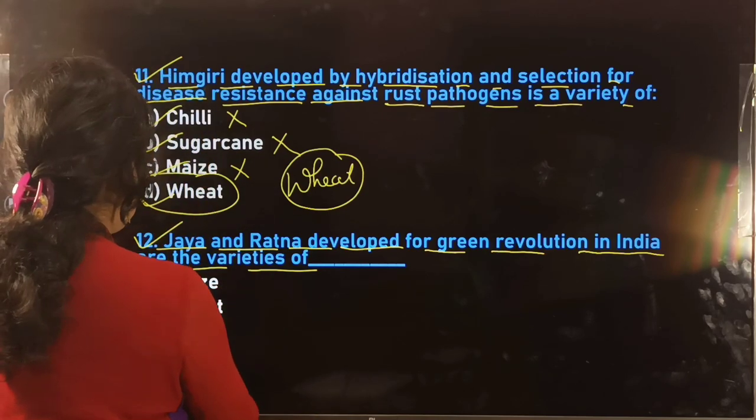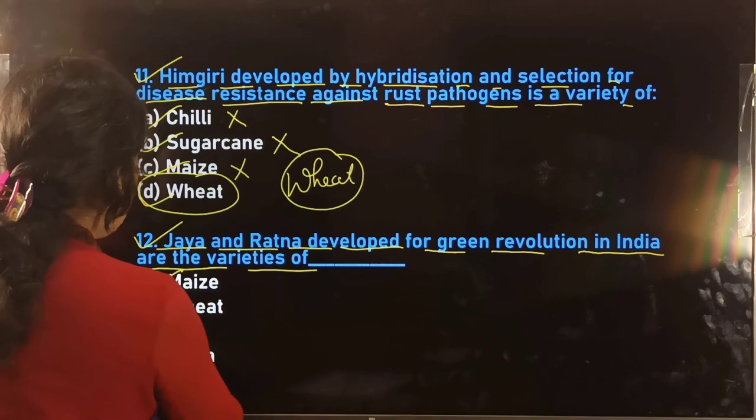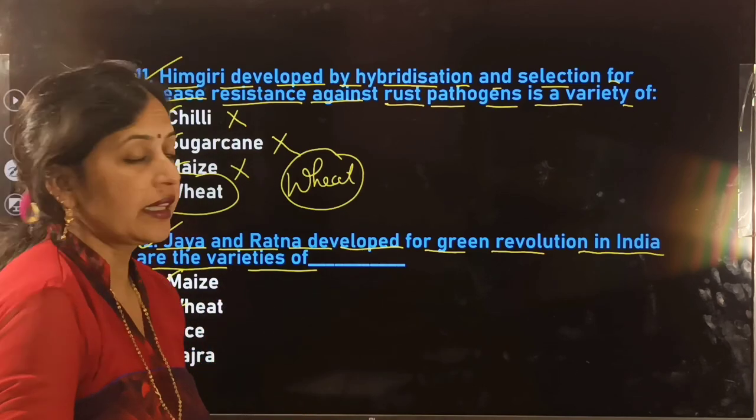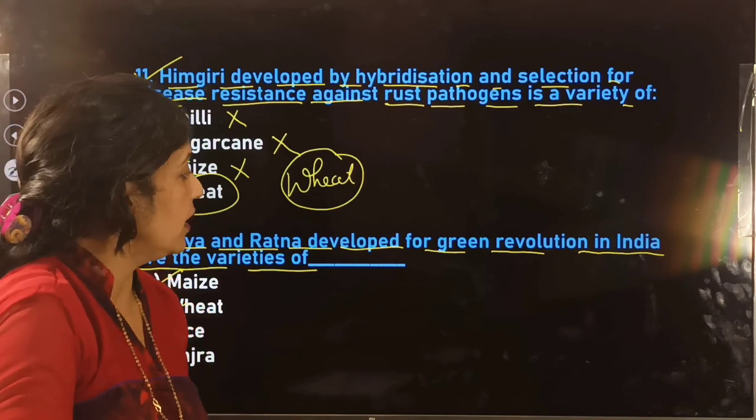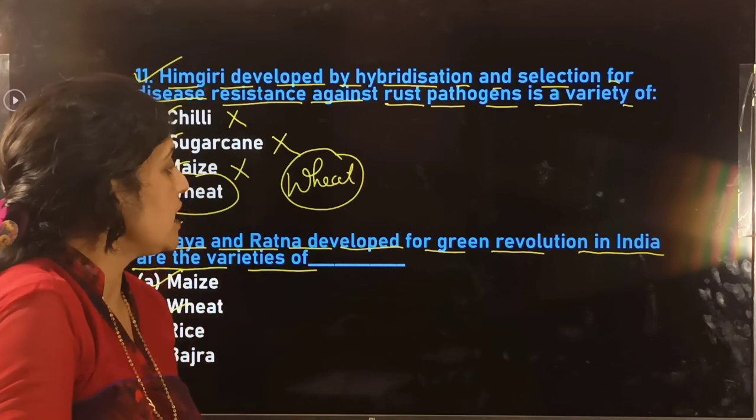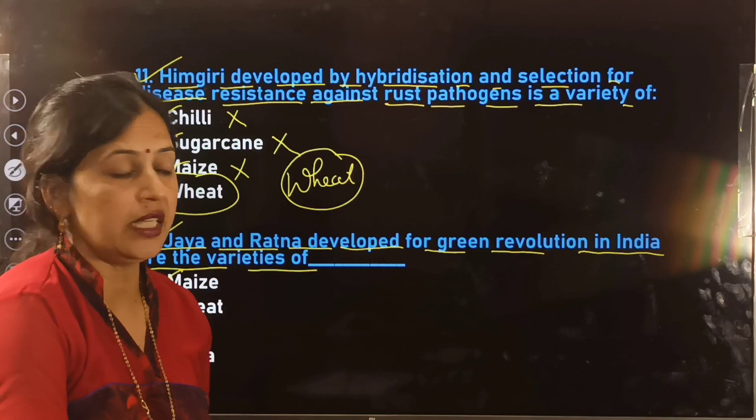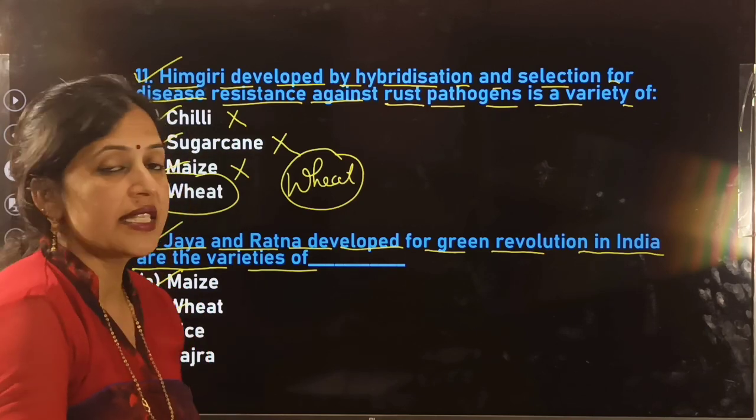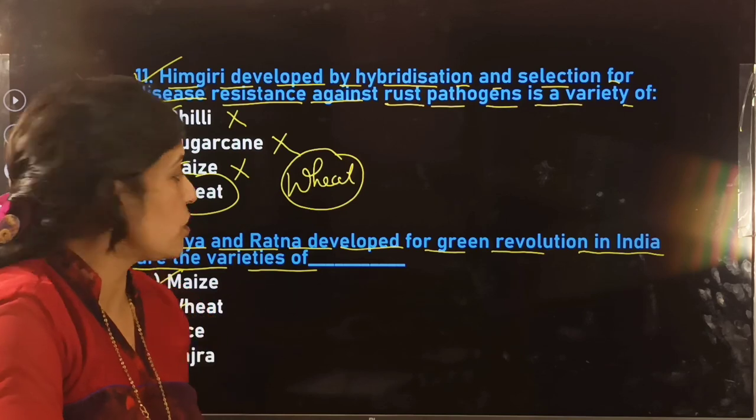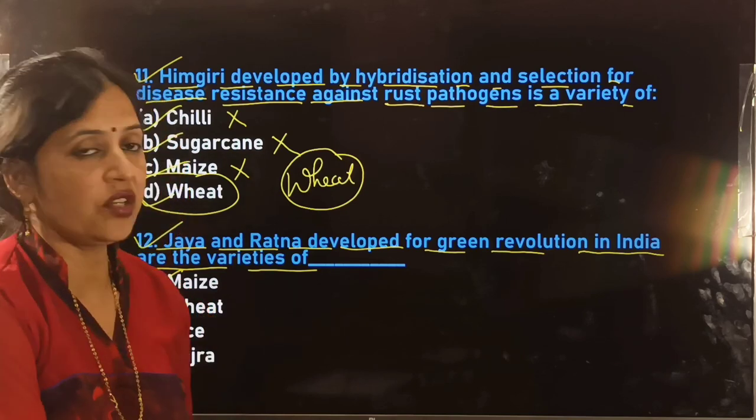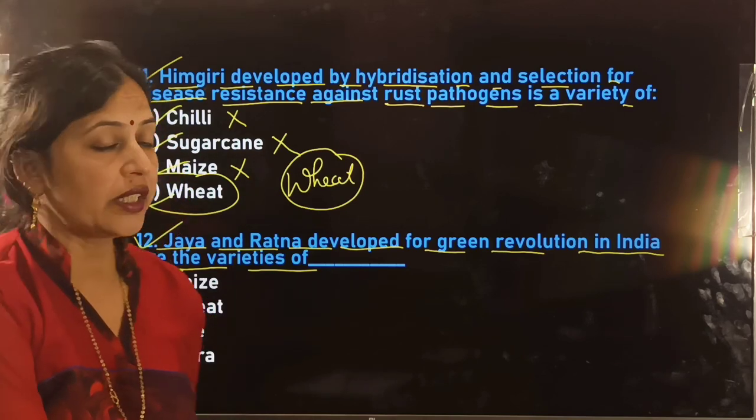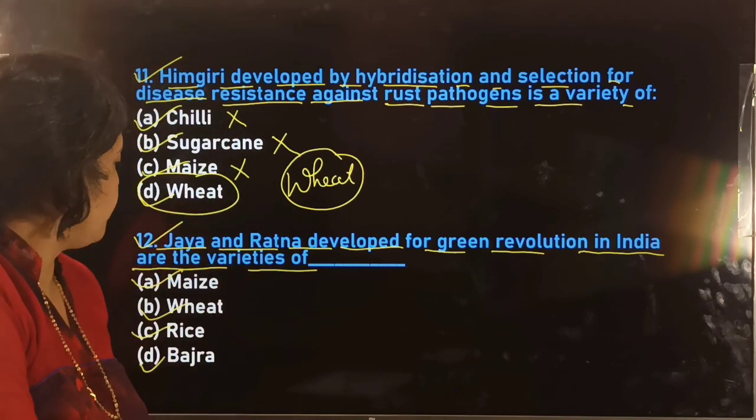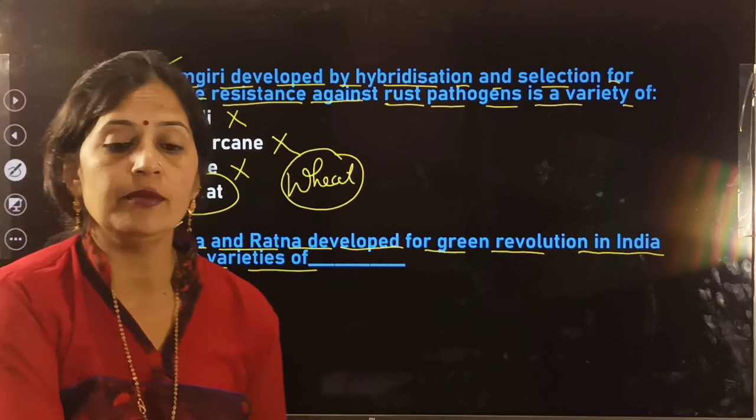Option A is maize, B wheat, C rice, and D is bajra. Ratna and Jaya are the developed varieties for the green revolution in India. So it is your question number 12. Jaya and Ratna, developed for the green revolution in India, are the varieties of either maize, wheat, rice, or bajra.